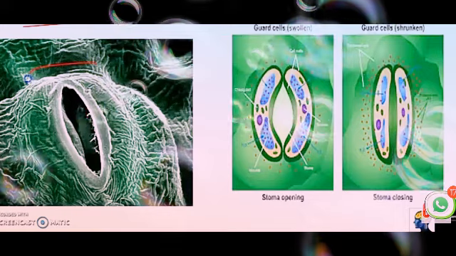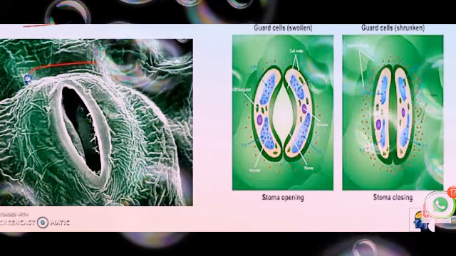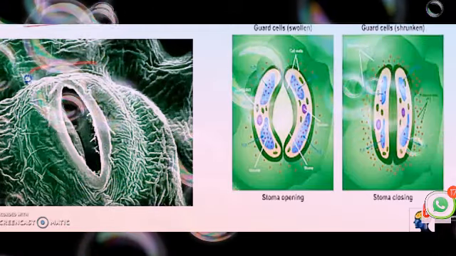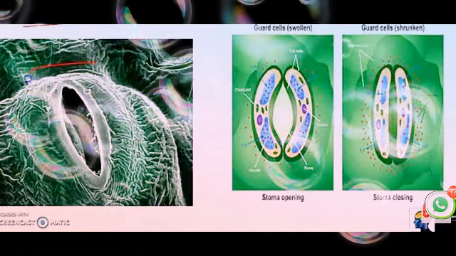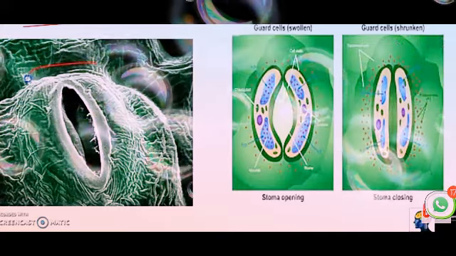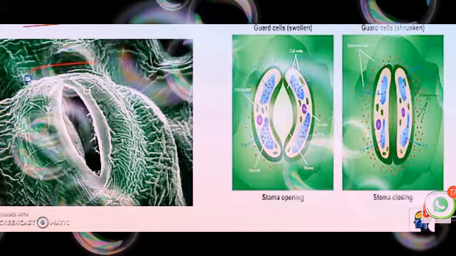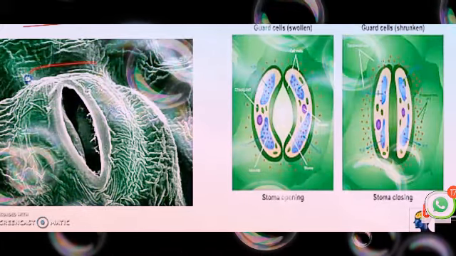6CO2 plus 12H2O, with the help of light energy and chlorophyll, makes glucose. Water and oxygen are evolved out in the process of photosynthesis. Now, this sugar formation shows that during the process it increases the osmotic pressure.